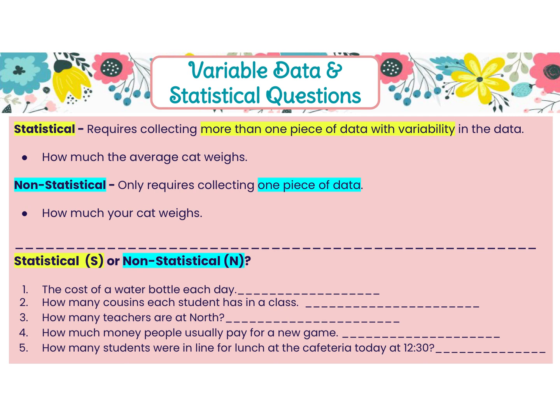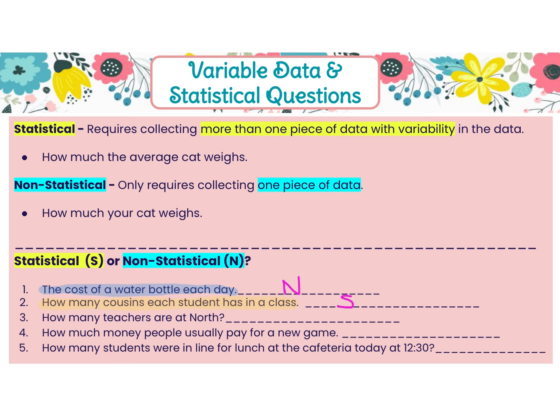The first question is the cost of a water bottle each day. This would be non-statistical because the water bottle's cost would be the same each day. We only need to collect one piece of data. The second question says how many cousins each student has in a class. This would be statistical because the data would vary. Each student would have a different number of cousins.